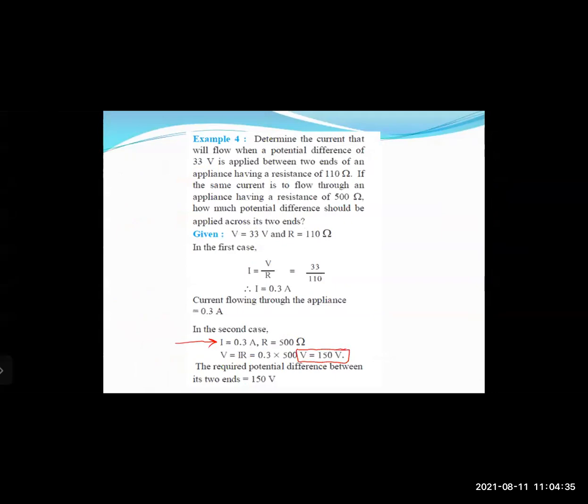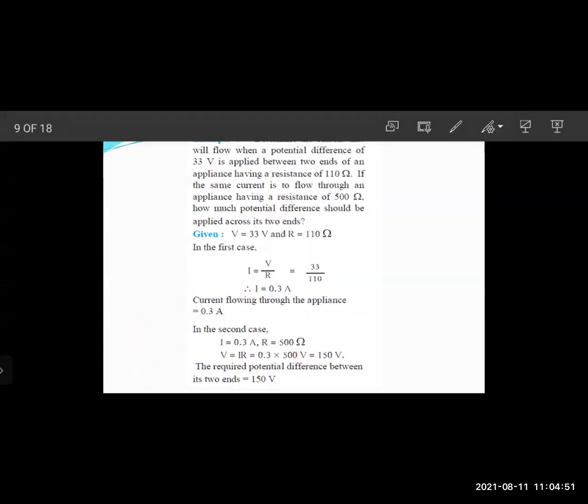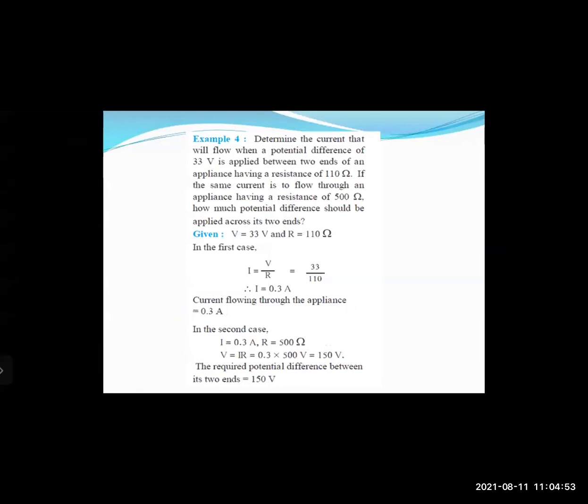Make sure to always write down the answering statements. You can see the answer for the first part is written: the current flowing through the appliance is 0.3 amperes, and the required potential difference between the two ends is 150 volts. That is for the second part. Students, please make sure that you are taking the required screenshots for the numericals, right?